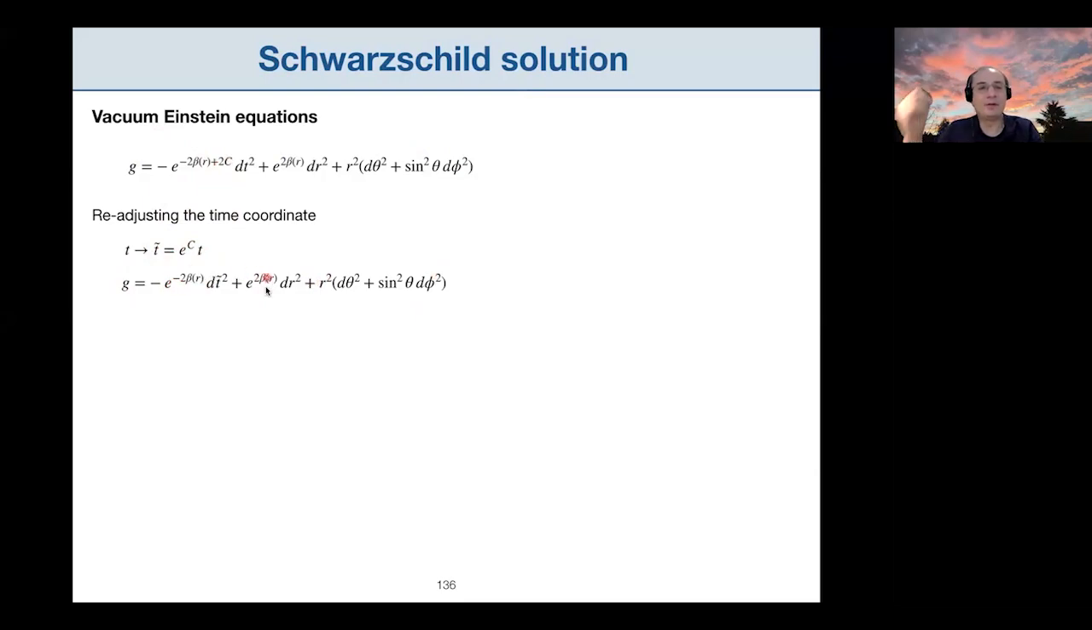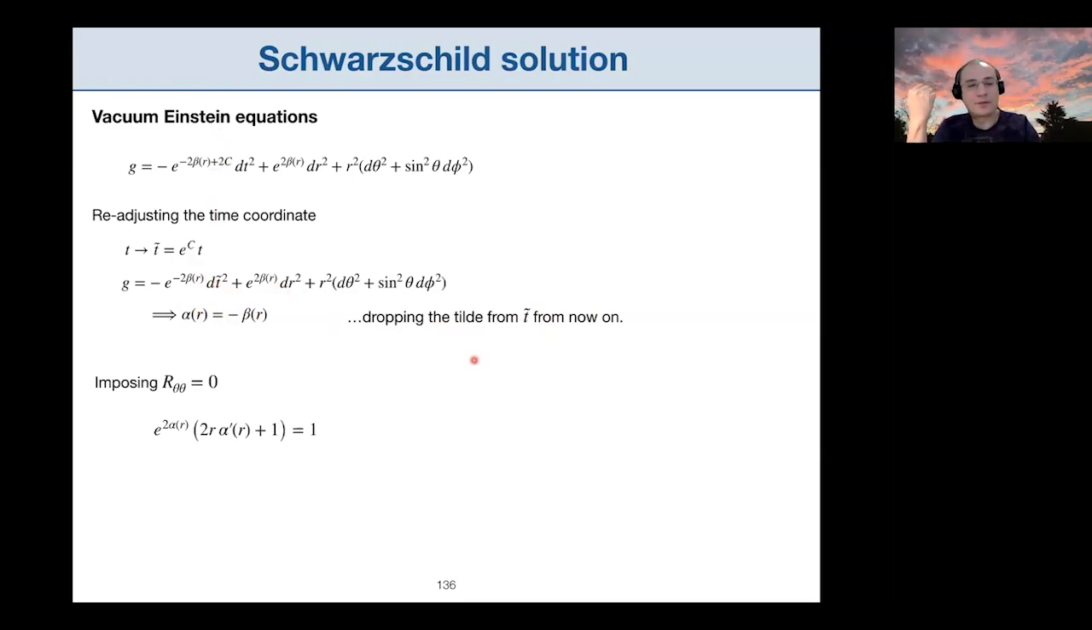It has this form over here, meaning that in this new coordinate, alpha is just minus beta. So even though formally there was a constant of integration here, we can absorb it and not worry about it, and just assume that alpha is equal to minus beta. I will not use the t tilde, I will use standard t from now on.